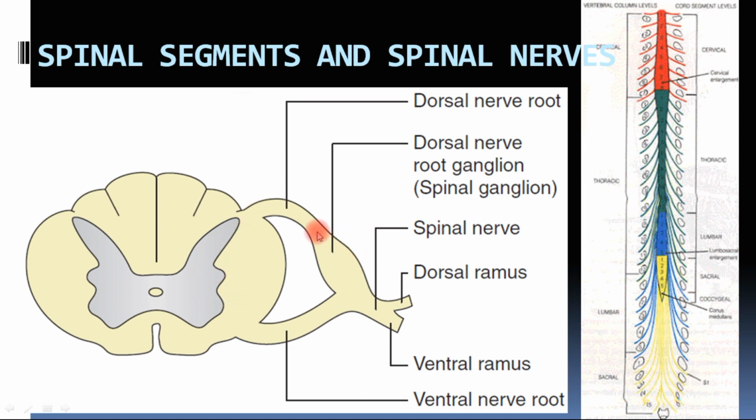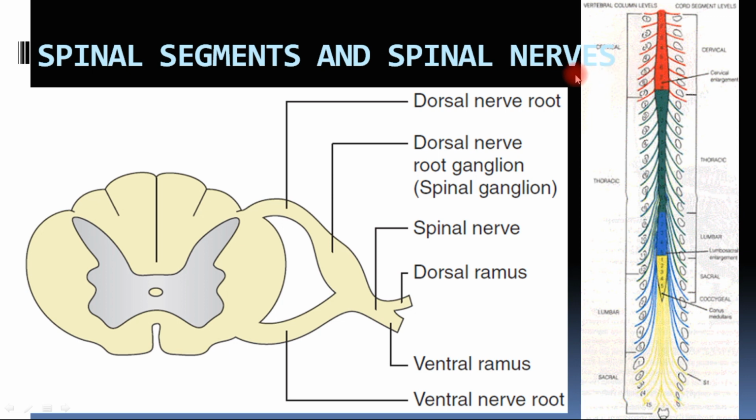So this makes the dorsal root, the sensory segment of the nervous system, coming inside from the dorsal nerve root to the spinal cord and synapsing here, and they might ascend up to the brain or cross over to the opposite side and ascend up to the brain. So that is about the spinal nerves.